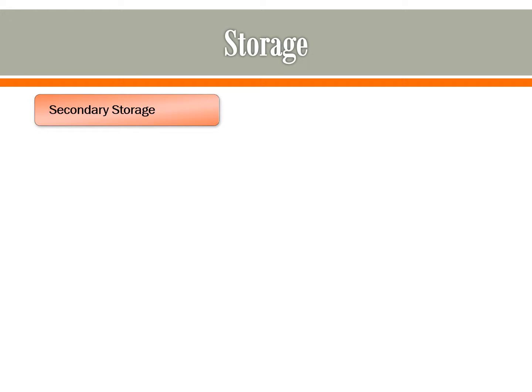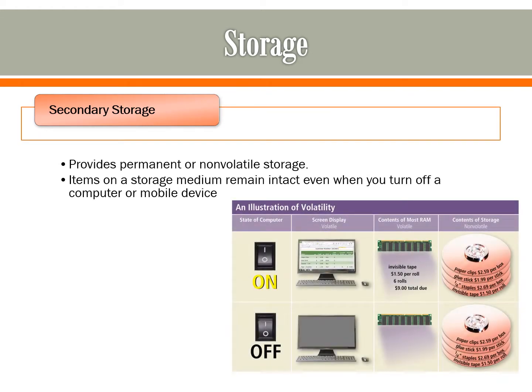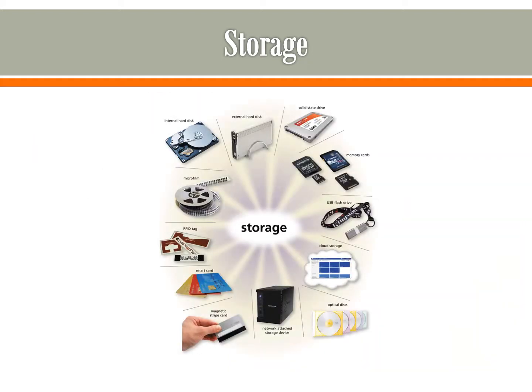In this slide, it mentions storage being permanent or non-volatile. Remember the term volatile. So non-volatile is permanent. If a component of a computer, for example RAM, is volatile, then volatile is temporary. Here are various examples of storage devices.